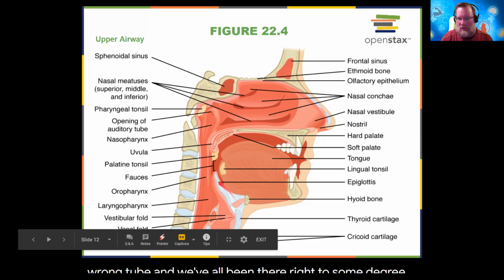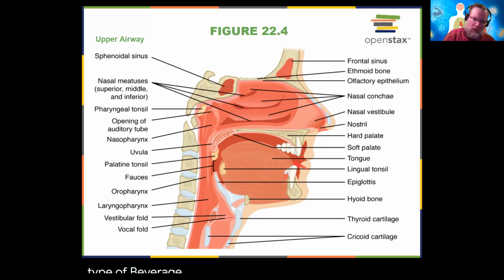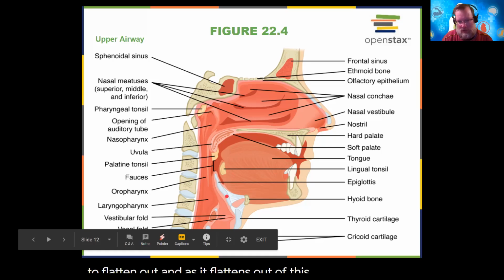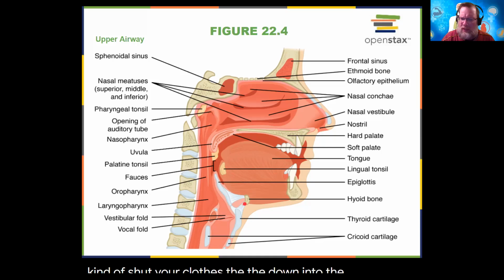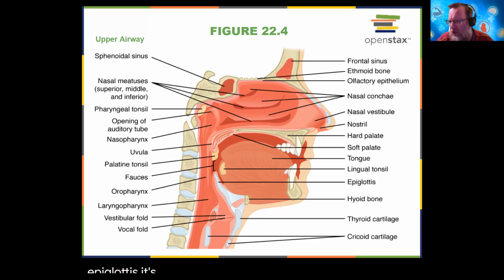So that epiglottis, when we're chewing food or drinking any type of beverage and going to swallow, the tongue is going to flatten out. And as it flattens out, this epiglottis is going to kind of shut or close the passageway or pathway down into the trachea. You can kind of see the hyoid, and it's almost like the hinge of the door of the epiglottis. There's certainly a bunch of other connective tissue involved as well. The epiglottis is primarily cartilaginous.